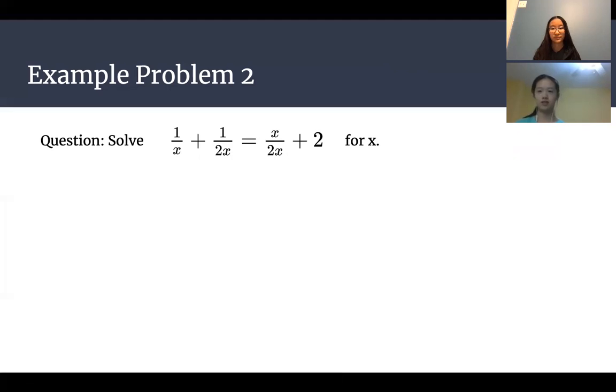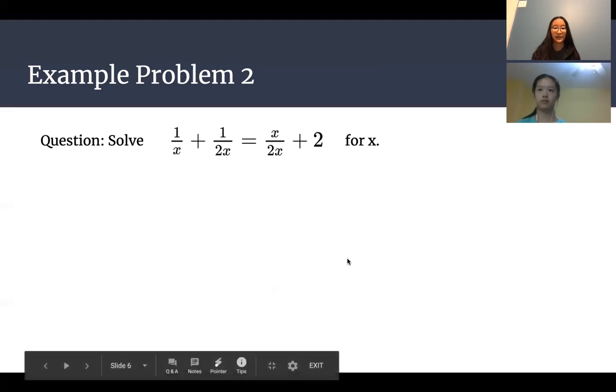And a hint. So first, what you probably should do is look at the x over 2x term and try to cancel out those x's. And then once you've done that, and if you're still stuck, the second hint is to try to add the fractions on the left side. Okay, now I will show the answer and the explanation.